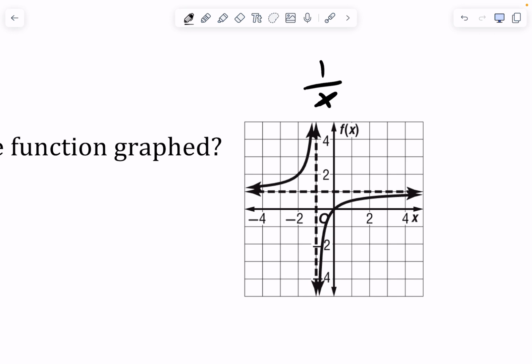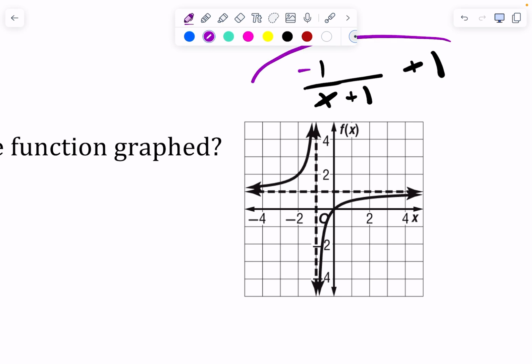this guy is one of those 1 over x things, right? Listen, 1 over x. But he has moved 1 unit to the left. Do you remember what that does to your equation if he's 1 to the left? It's the bottom, plus 1 underneath, okay? And he has moved up 1, which means plus 1 up here. This is what the equation looks like, except for one thing. He needs to be negative because he's in the other quadrant.